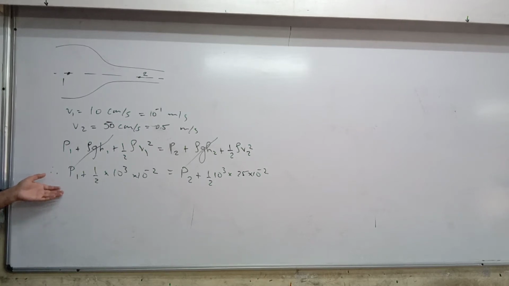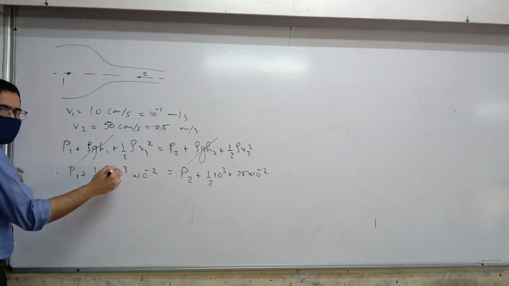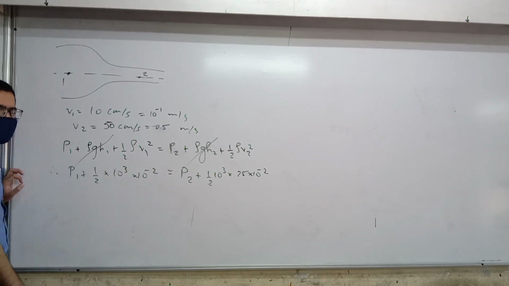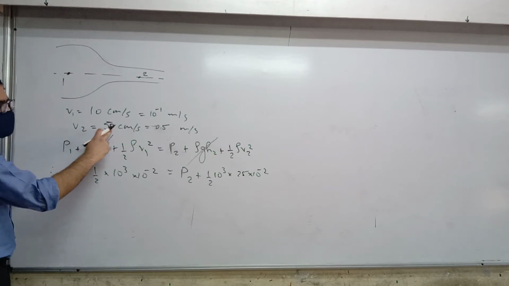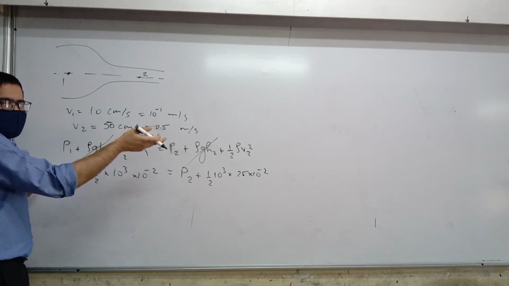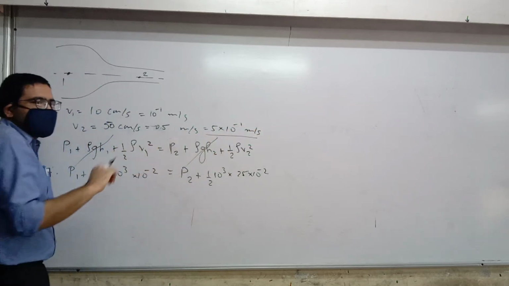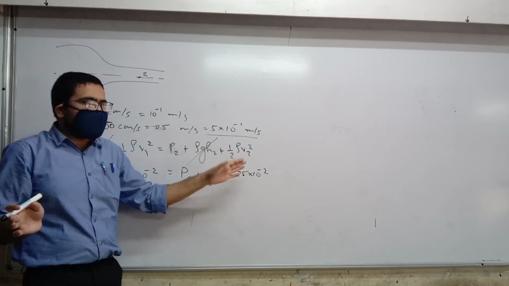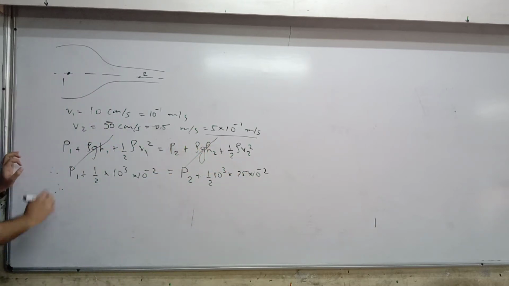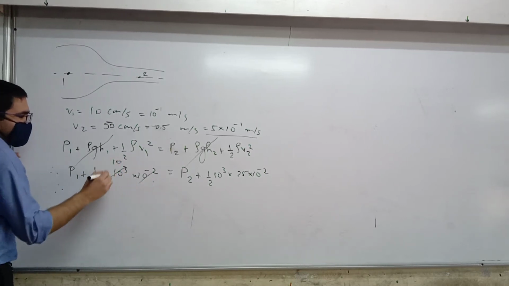Now let's simplify. Let's cancel whatever powers of 10 we could cancel. V2 value is 0.5. Now square that: 0.25. That is why I like to write things in scientific notation. It becomes very simple: 5 squared is 25, 10 raised to minus 2. Now simplify: 10 cubed, 10 raised to minus 2, so 10 by 2 is 5.